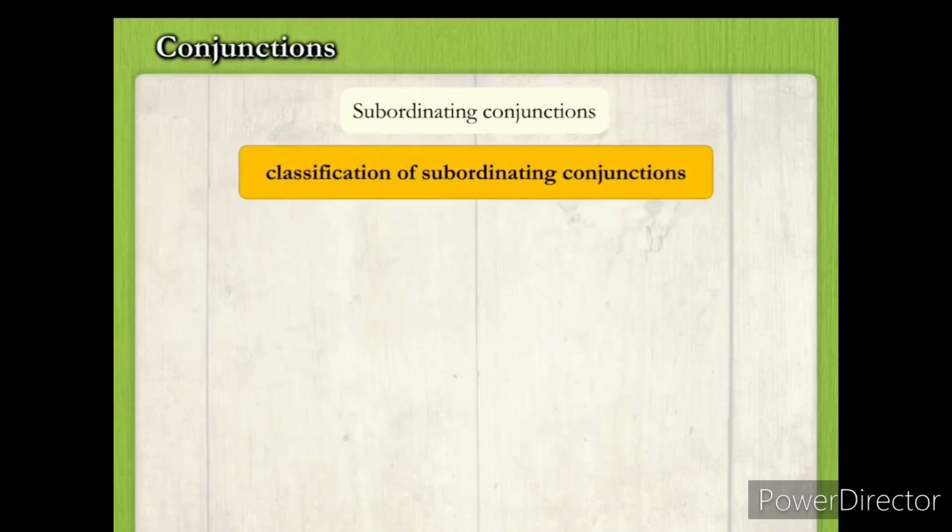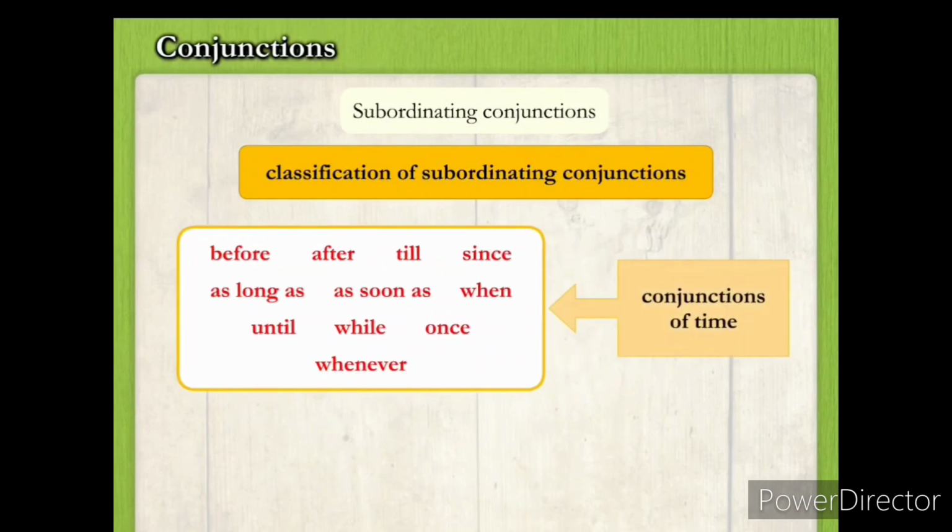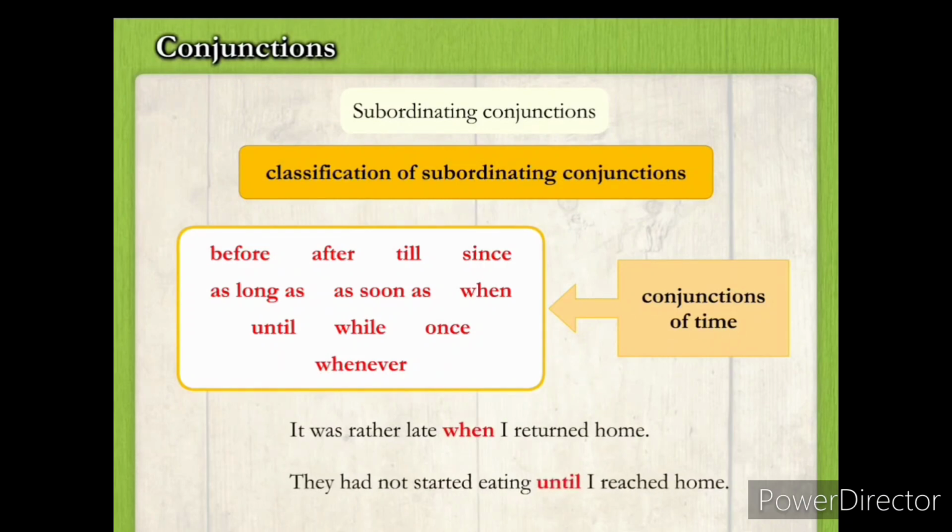Subordinating conjunctions may be further classified according to the purpose they serve in a sentence. Subordinating conjunctions such as before, after, till, since, as long as, as soon as, when, until, while, once, and whenever are conjunctions of time. For example, it was rather late when I returned home. They had not started eating until I reached home.